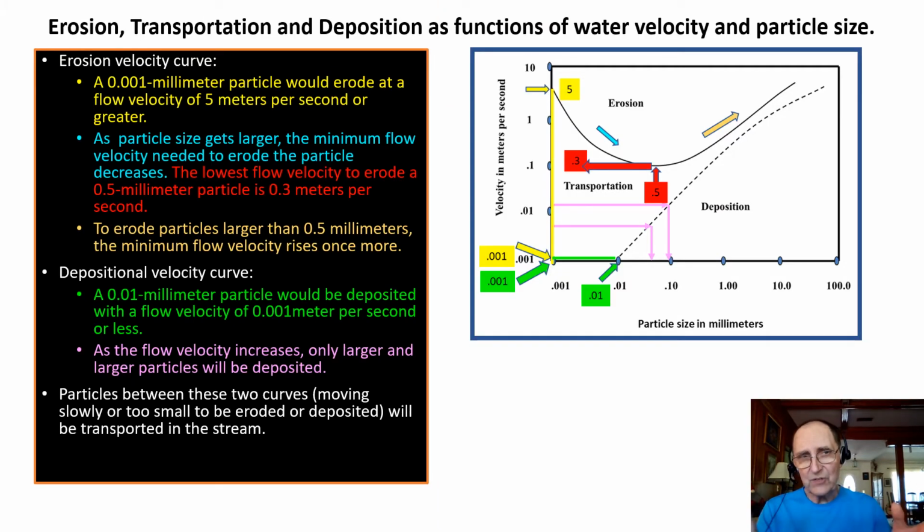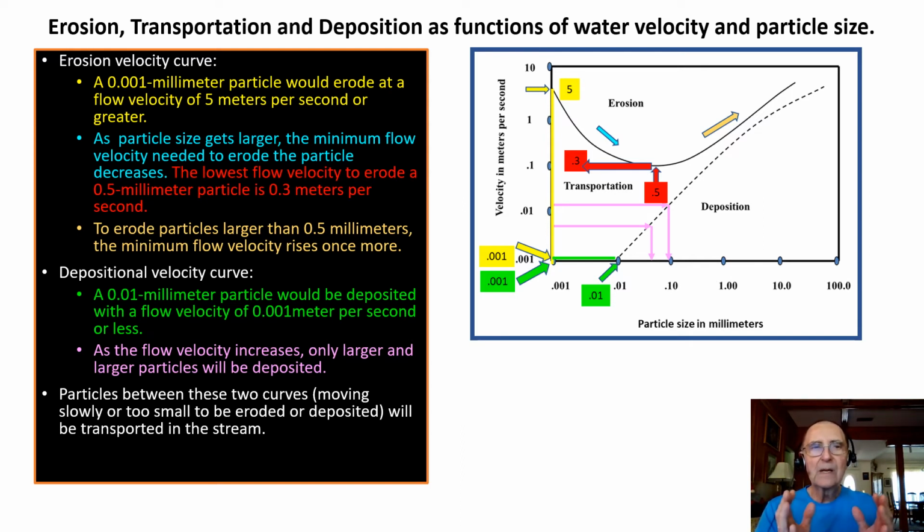Now, this is an interesting diagram because it basically relates erosion, transportation, and deposition as functions of the water velocity and particle size. Velocity is plotted on the y-axis and particle size along the x-axis. Notice that you have two curves, a solid curve. Above that curve you have erosion, then you have a dashed curve, and below that curve you have deposition. In between you have transportation.